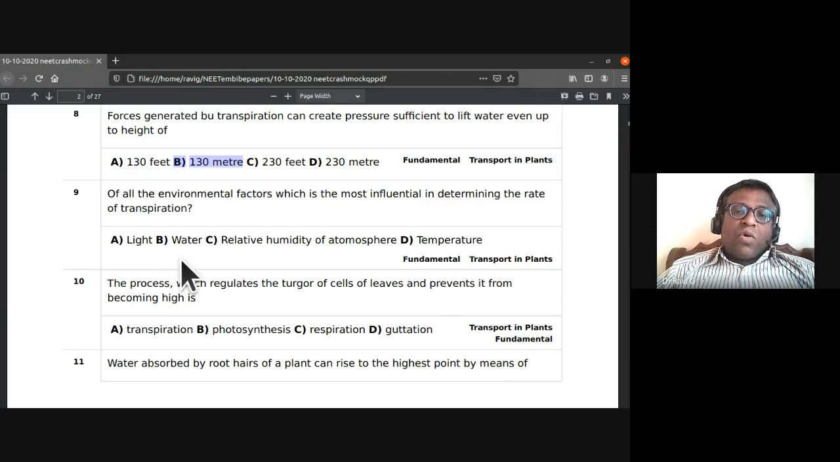Of all the environmental factors, which is the most influential in determining the rate of transpiration? Is it light, water, relative humidity of atmosphere, or temperature? There are four factors, so which one is the most influential? The relative humidity of atmosphere is the most influential. If humidity is more, even though light, water and temperature are all favorable, transpiration will be lower. If humidity is less, transpiration will be higher. So the most influential in determining the rate of transpiration is relative humidity of atmosphere.